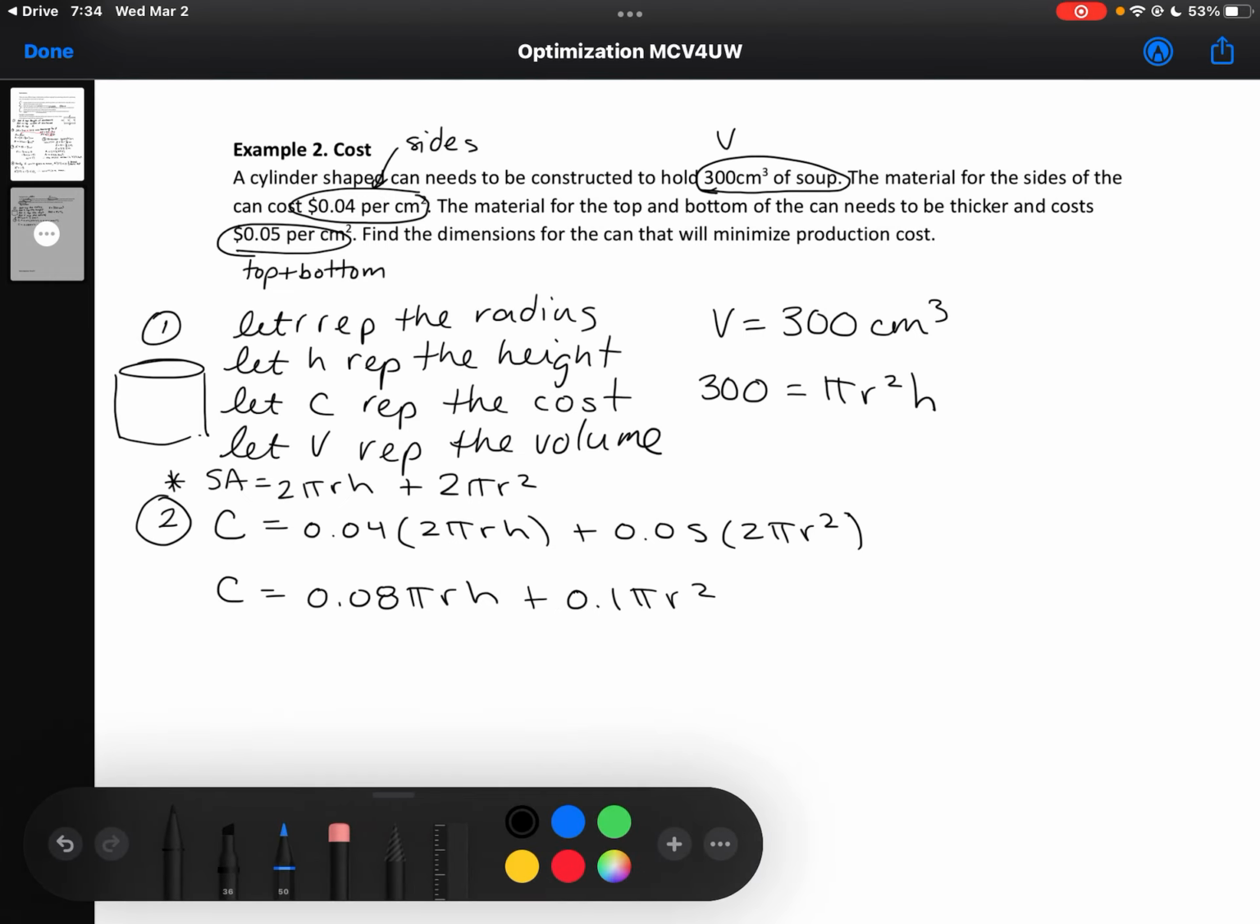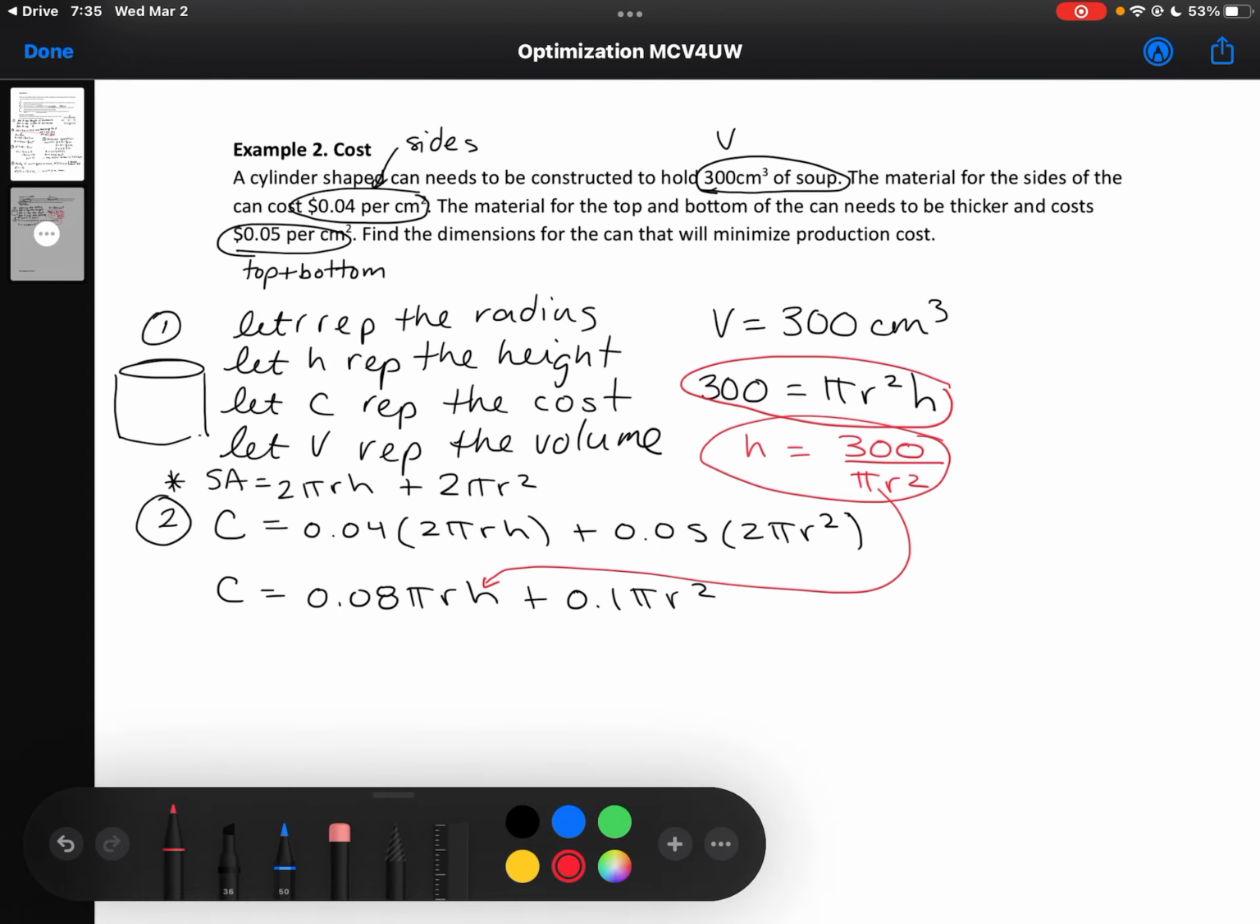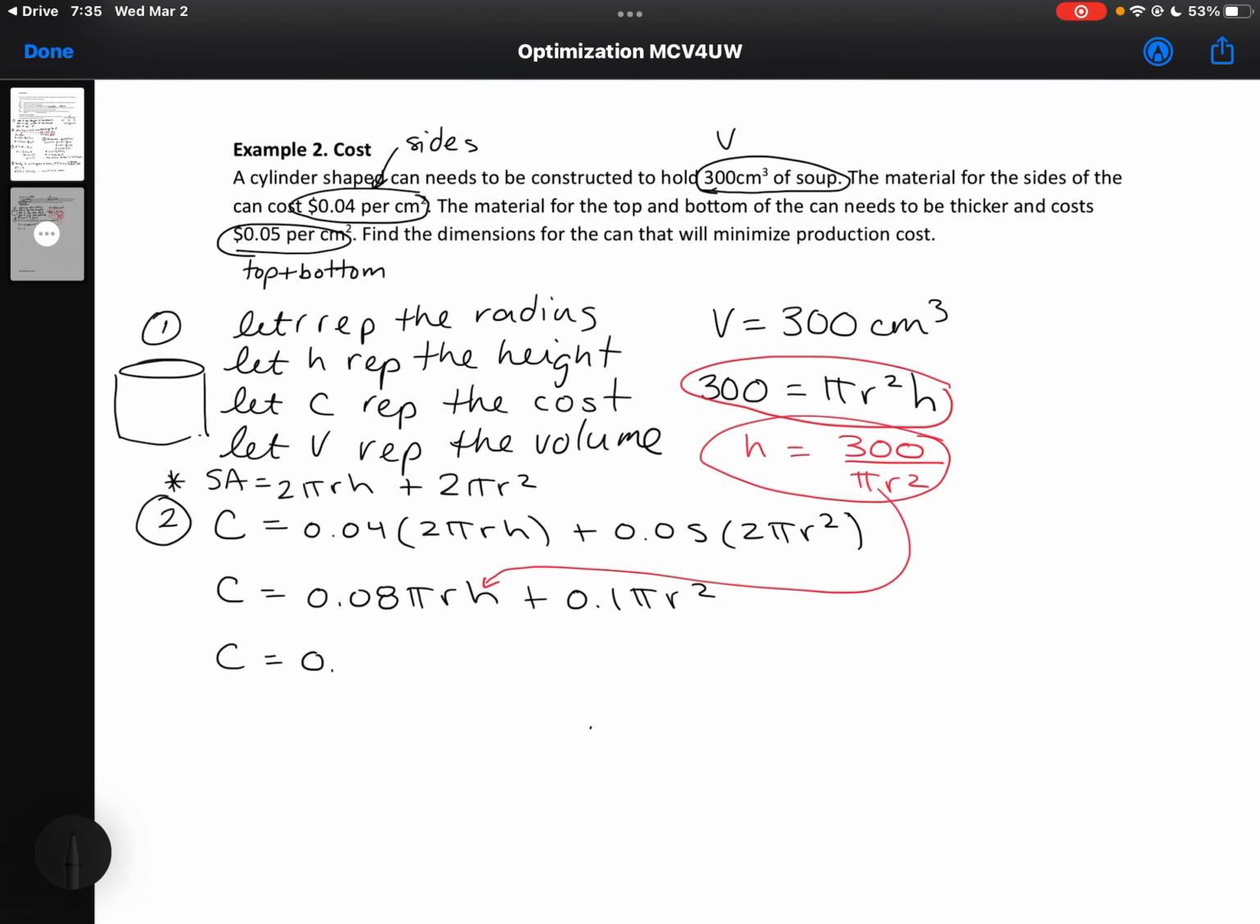So now I need to use my constraint equation up here so that I can substitute and get my cost equation in terms of one variable. I notice that I only have one h, so I'm actually going to rearrange here for h. It's actually easier to rearrange for h anyway, but then I only have to make one substitution. So I'm going to take this value, substitute in for h, and then rewrite my cost equation in terms of one variable. So I've got r times 300 over pi r squared plus 0.1 pi r squared.